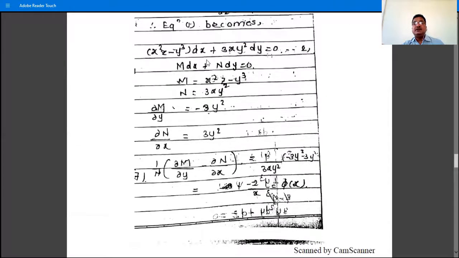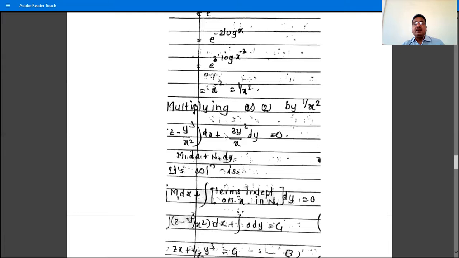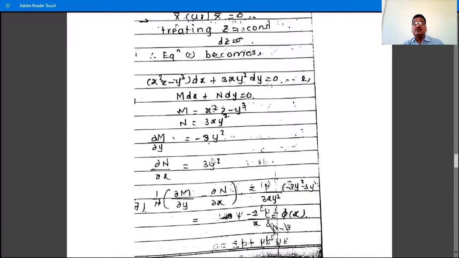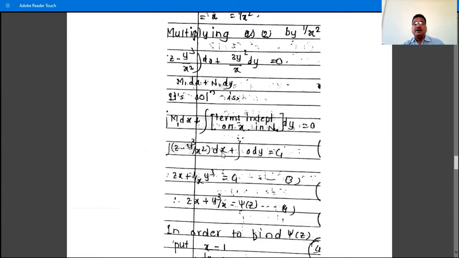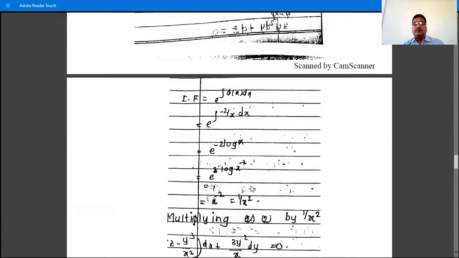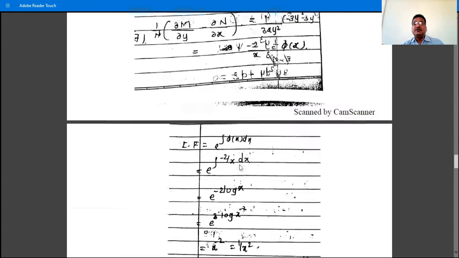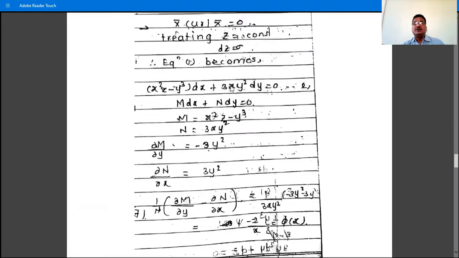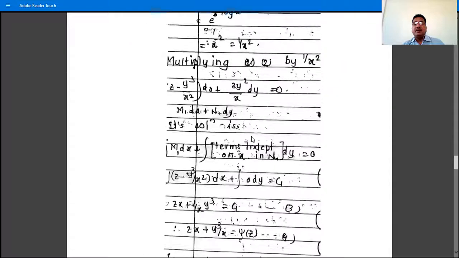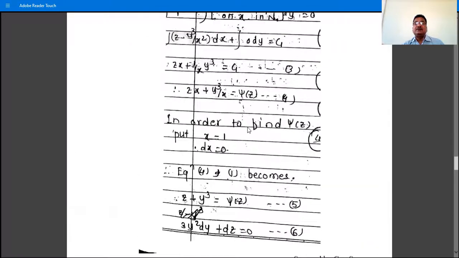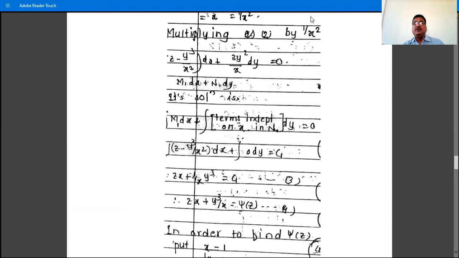So multiplying equation number 2 by 1 by x square, we have this: z minus y cube by x square dx plus 3y square by x dy. Okay, by multiplying by 1 by x square, it is now an exact differential equation, and we have to find its solution.